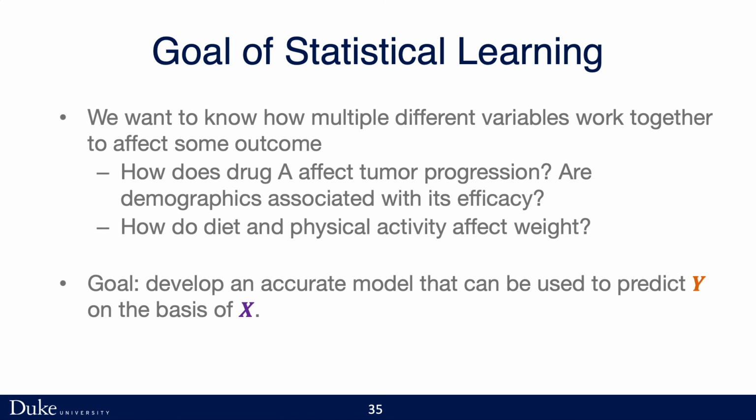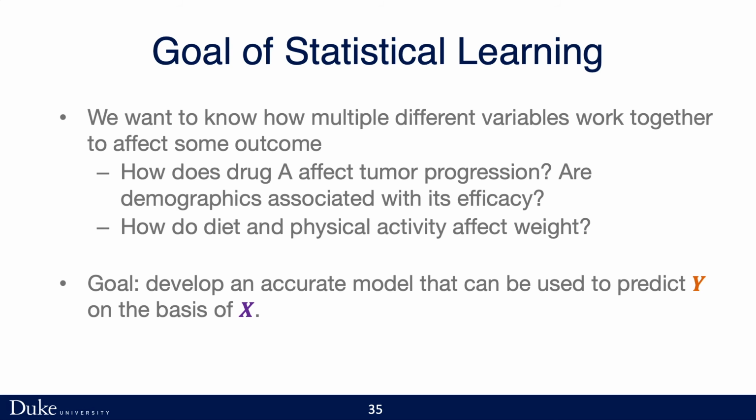So when we're trying to develop these relationships, we're really focused, at least in my lab, on using statistical learning. So we want to understand how multiple different variables, usually measurements from wearable devices combined with some demographic covariates, work together to affect some outcome. So really basically, we'll ask, how would drug A affect tumor progression and are demographics associated with its efficacy. So in this case, we might say, how does a digital intervention to increase physical activity affect the physical activity? And then one step further, is that related to some health outcome?